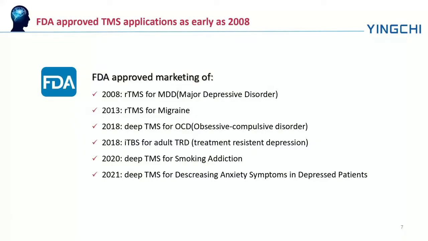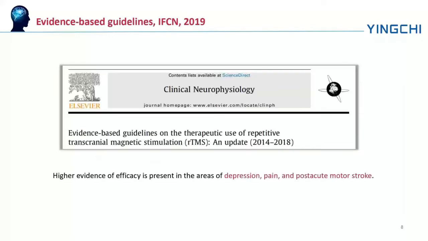And the FDA has approved TMS applications as early as 2008, and we have mentioned it many times in both neurological disease and psychiatric disease, and for migraine, which is in pain management. And the evidence-based guidelines, which were published in 2019, highlighted that there is higher evidence of TMS used in the areas of depression, pain, and post-acute motor stroke. And we will also have a summary of the protocols recommended in this guideline.